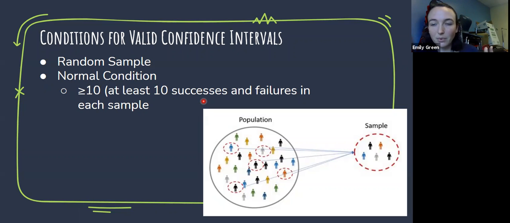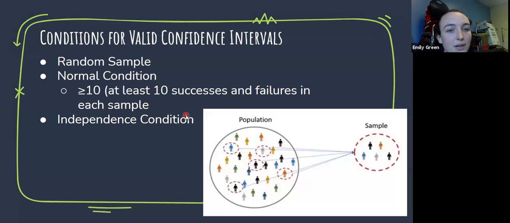If you take a sample and you have like 95 people in the sample who were successes and then five people who were failures, you probably have an issue because it's probably not representative of the population.